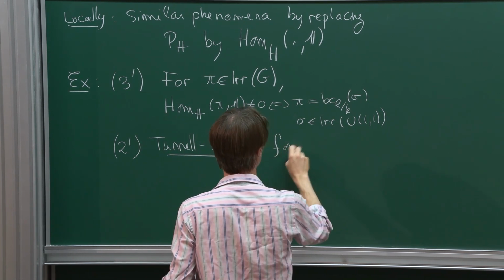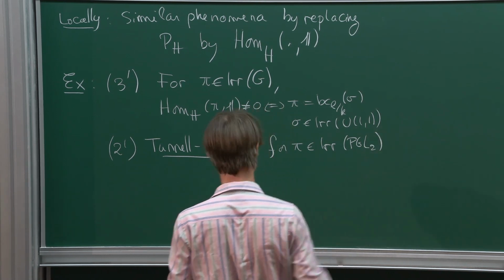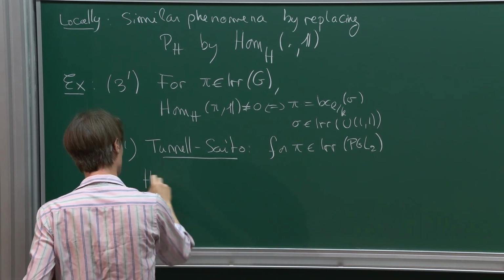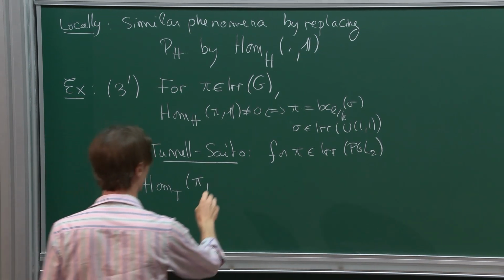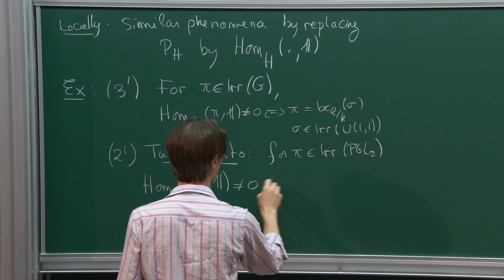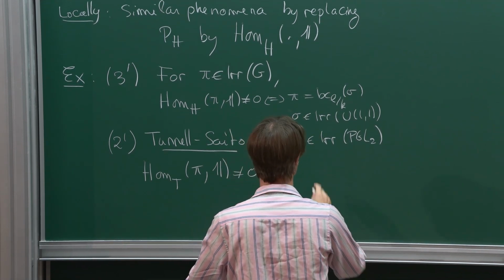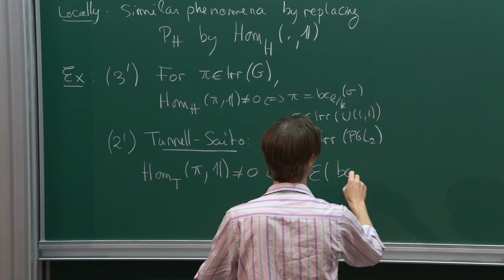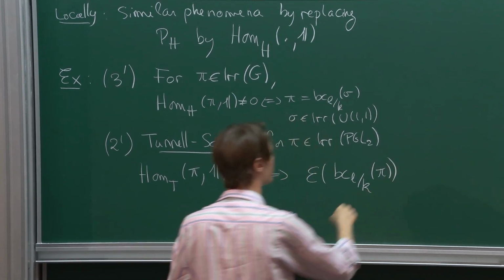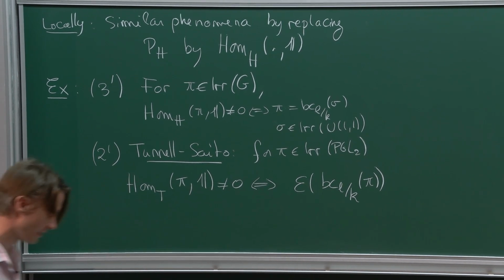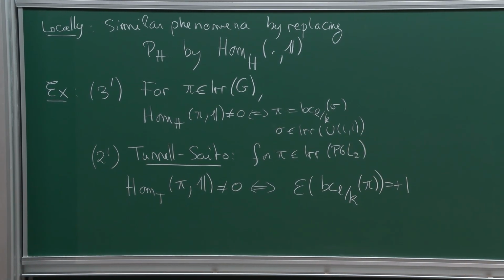So again, for pi, an irreducible representation of PGL2 over K this time, pi supports a T-invariant linear form if and only if, this time there is a condition not about an L-function, but about a local root number. Namely, you take the quadratic base change of pi, and you take its local root number, and it should be +1.